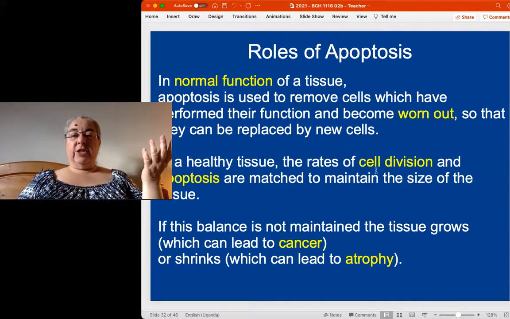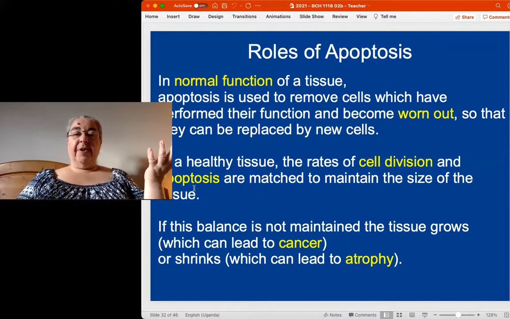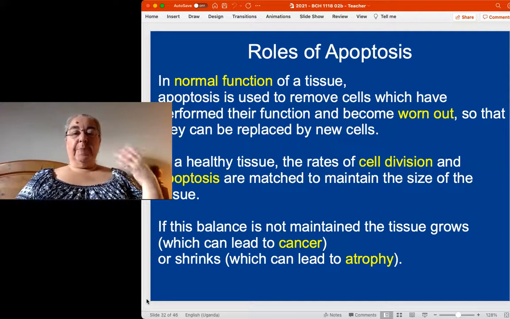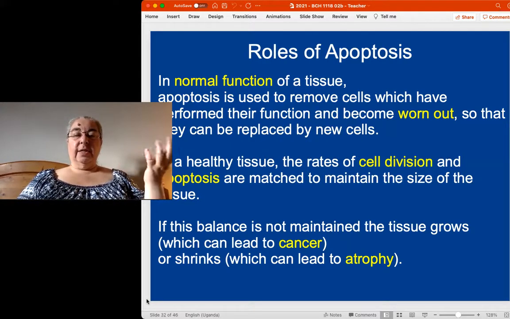If more cell division is happening than apoptosis, we can see growths forming. A tissue can grow abnormally, and this is one of the signs we see in cancer. On the other hand, if there is more apoptosis happening than there is cell division, the tissue would be seen to shrink or atrophy. Okay, so a normal healthy individual has a balance between apoptosis, cell death, and cell division to produce new cells.